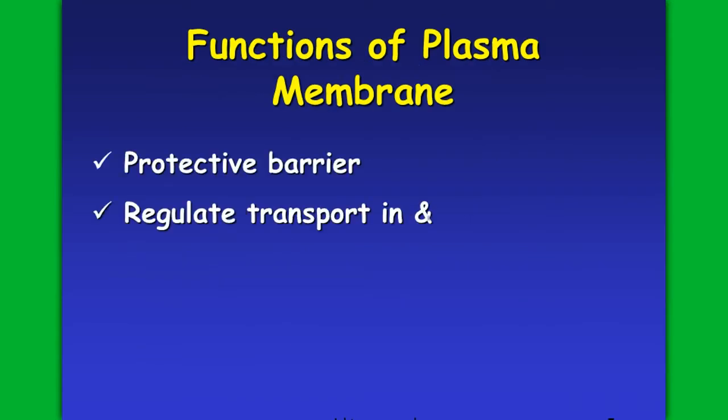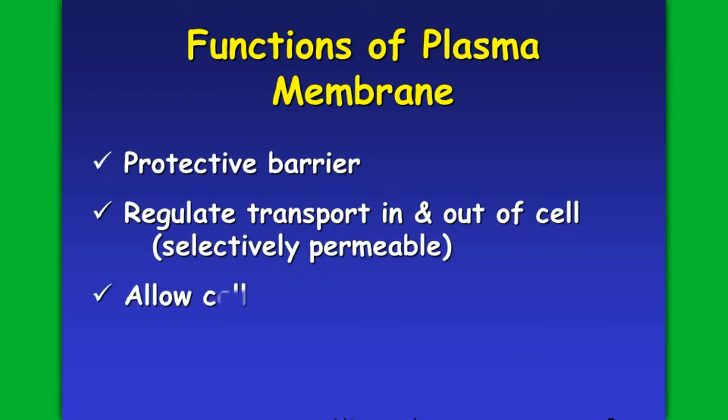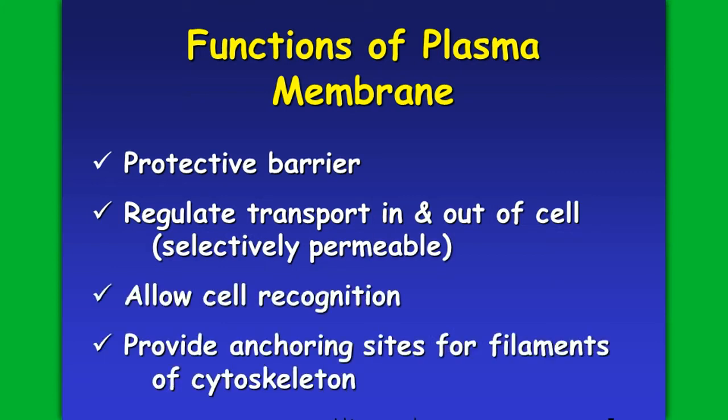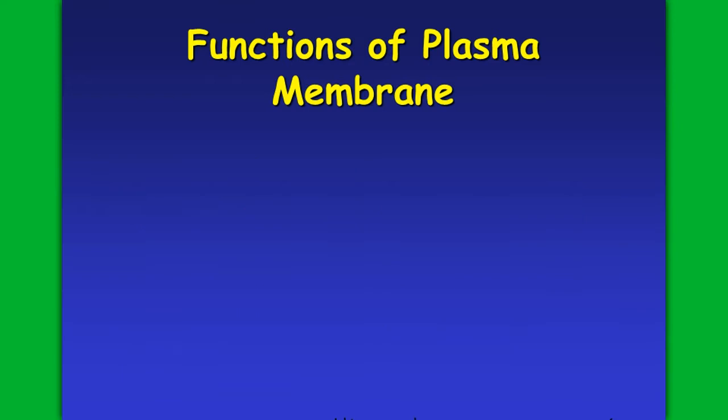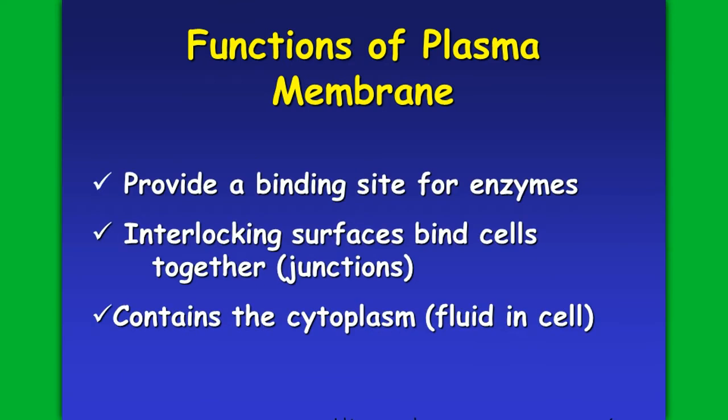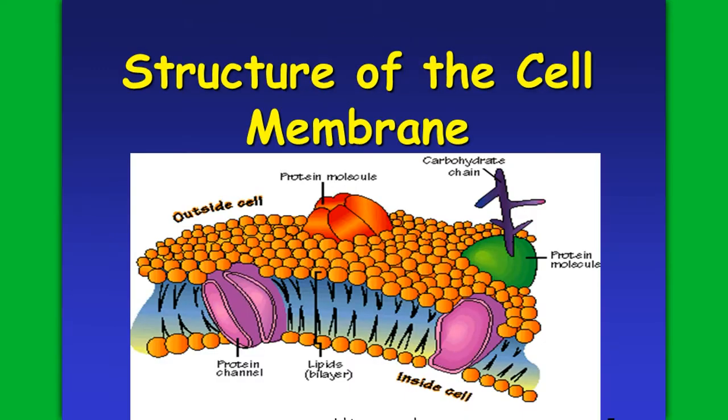There are many different functions of the plasma membrane. They include to be a protective barrier, to regulate transport, to allow cell recognition so that other organisms can tell what kind of a cell it is, and for cells to communicate with each other, to provide anchoring sites for filamentous cytoskeleton, as well as provide a binding site for those enzymes that have to function, for interlocking surfaces that bind cells together, like those cheek cells that make up the epithelium on the inside of your mouth or on the surface of your skin. And obviously to contain the cytoplasm, that fluid portion of the cell.